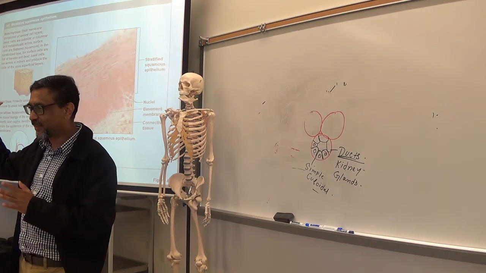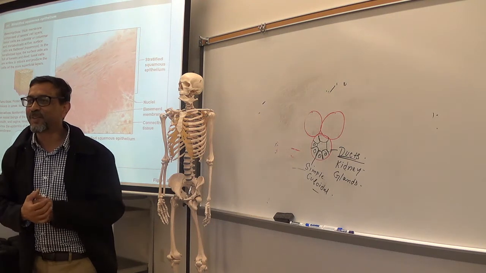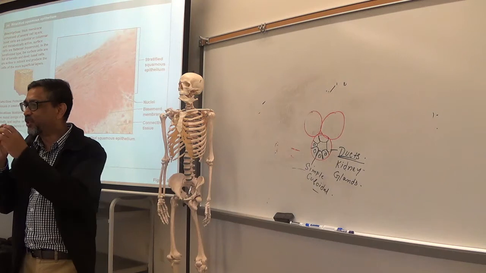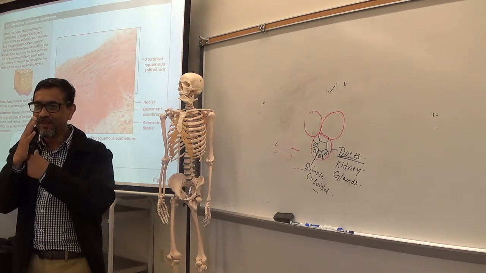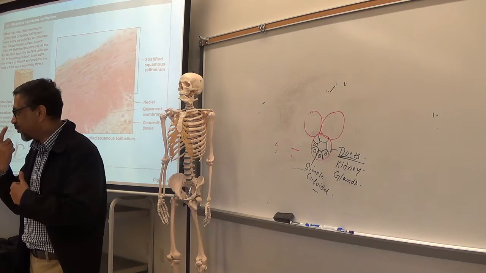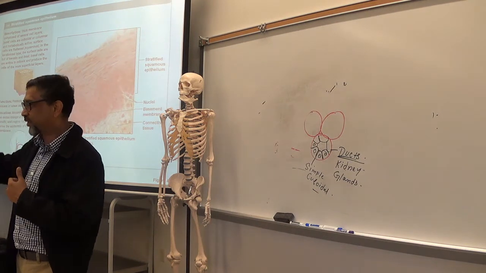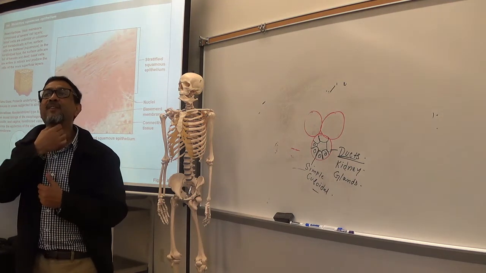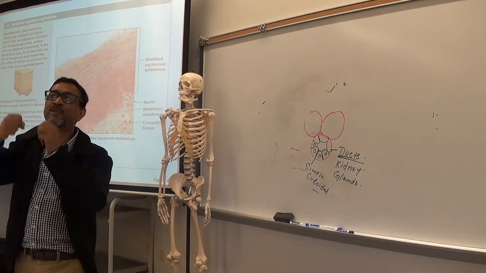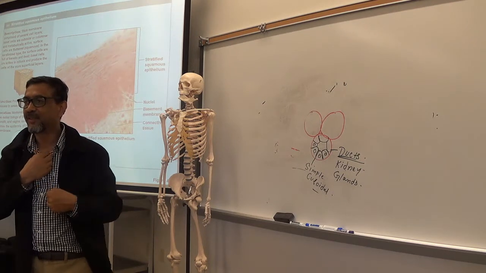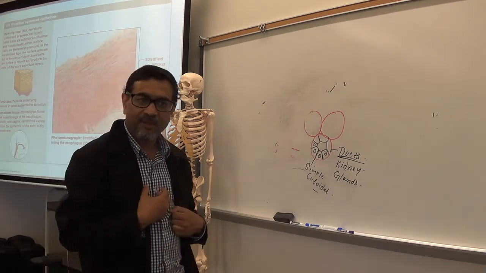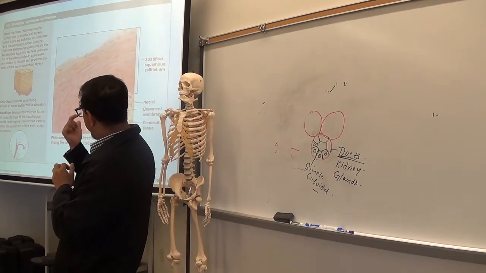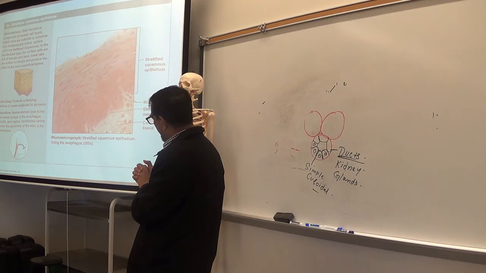Squamous. Make sense? Another location where you get friction all the time, inside the mouth, right? When you chew the food, friction, right? So inside the mouth, inner lining of the mouth, stratified squamous. Is it clear? Esophagus, narrow tube. When the food passes, friction occurs. The esophagus. Okay? So, inner lining of vagina. So, those are the locations.